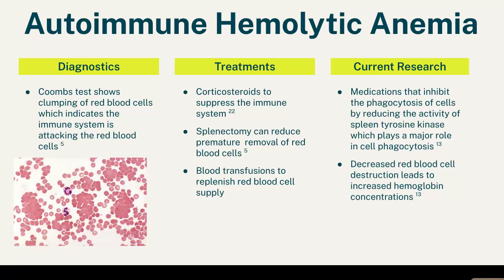A specific test that can determine autoimmune hemolytic anemia is called a Coombs test, also known as a direct antiglobulin test. This test determines whether or not there are antibodies attacking a person's own red blood cells. A positive test shows clumping of red blood cells, called agglutination, and can confirm the diagnosis of autoimmune hemolytic anemia.